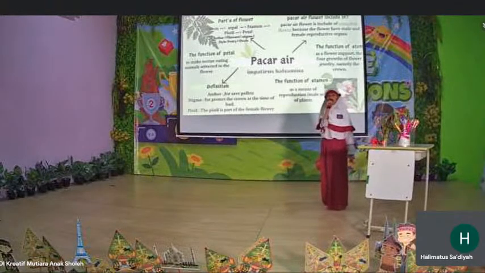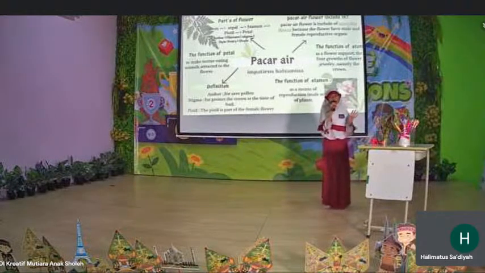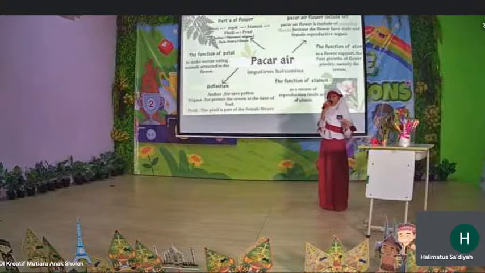And now I will explain to you about the color of pacar air. The first is red, and the second is orange. The third is pink. The fourth is purple, and the fifth is white. Maybe if you find a pacar air flower, you will find it in red color. And I want to give you a little information about the pacar air flower.